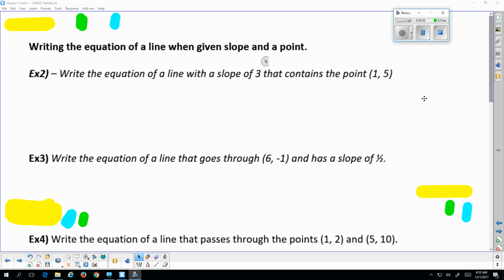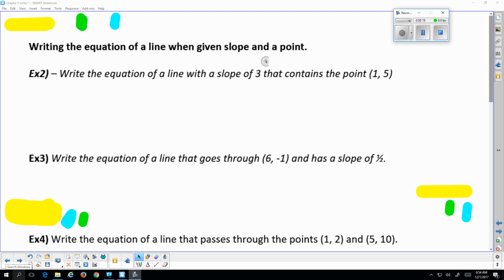Alright, so on page 8 in your notes, we're going to do 3 examples here. In the first 2, you're given the slope, and then you're given a point that's on the graph. And in the last one, you're just given 2 points, so you're not given slope, you're not given y-intercept.